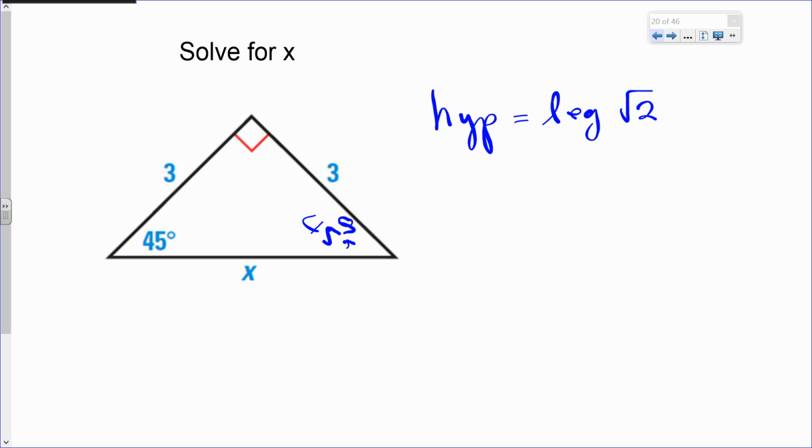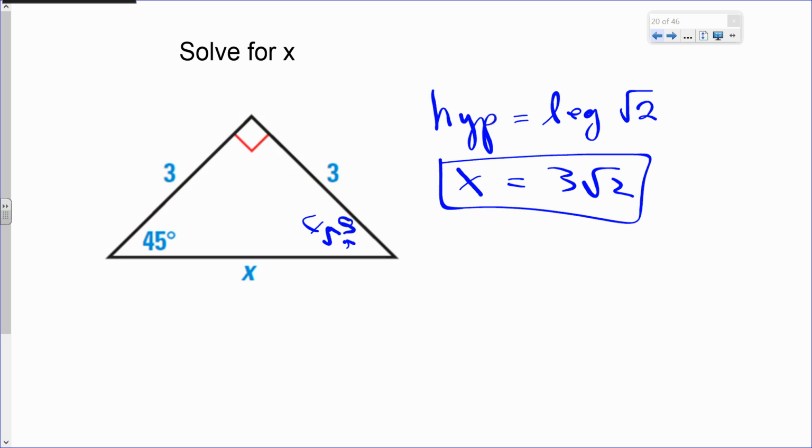Let's substitute. What is my hypotenuse here? Thank you. Underneath hypotenuse, I'll put x equals. Let's follow the formula. What side is my leg? Thank you. 3 rad 2. Done. Solve for x. Oh, it was fast. x is by itself. We're done.